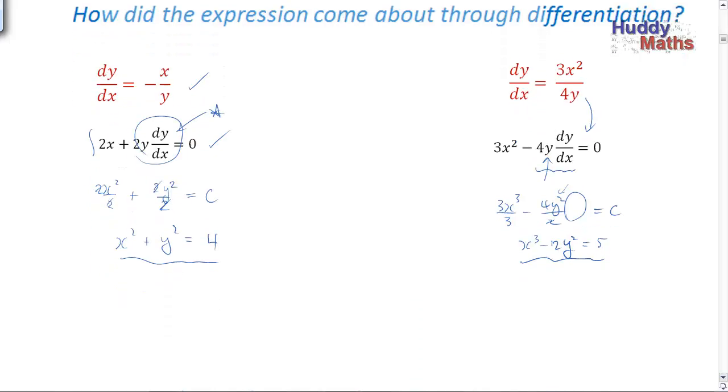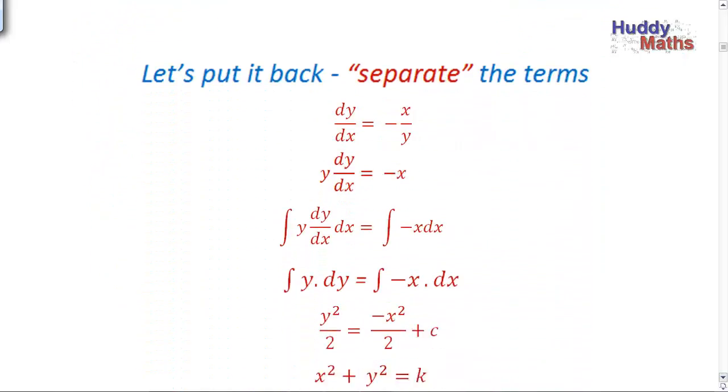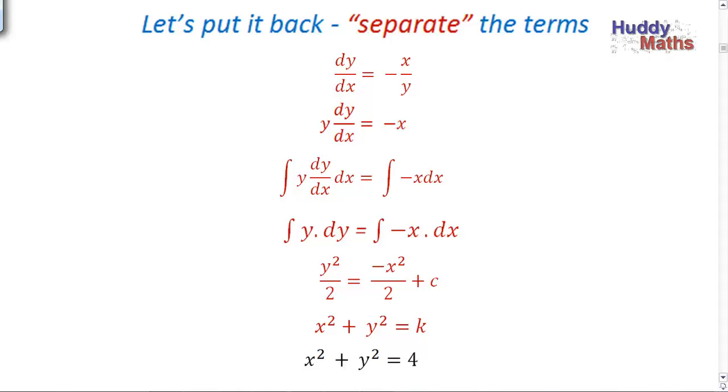So come down now and have a look. This is what we've just been doing. Let's put it back. Separate the terms. So that's why they're called separable. We don't actually recognise how to get that when there's an x and a y over on one side. So we're going to multiply both sides by y, and then we're going to integrate both sides.